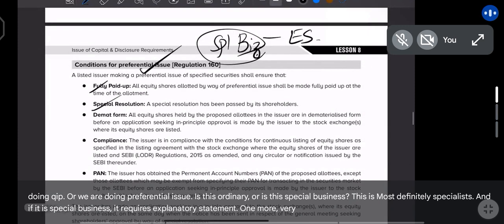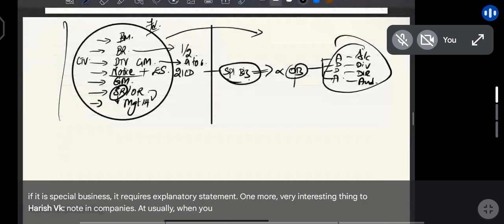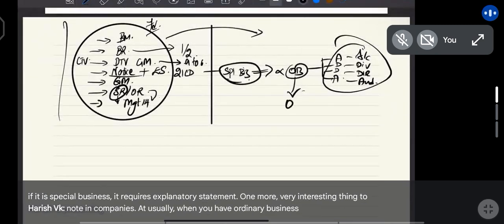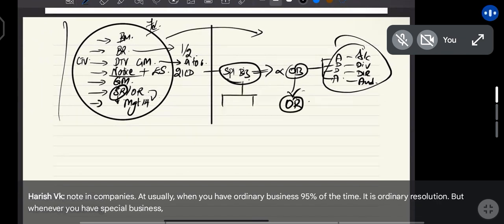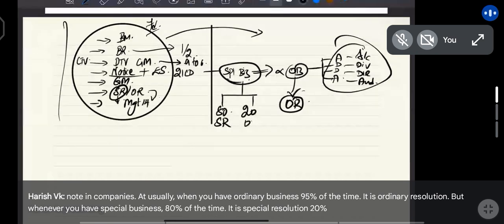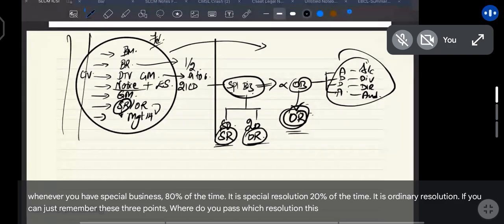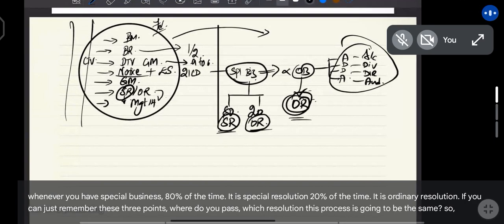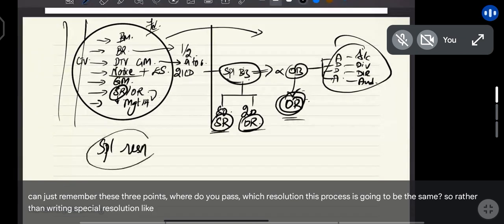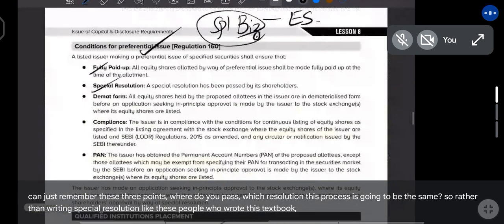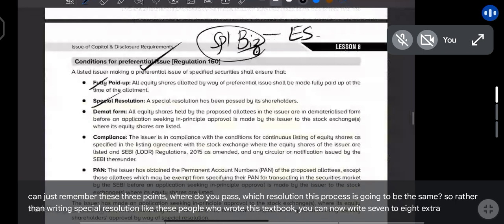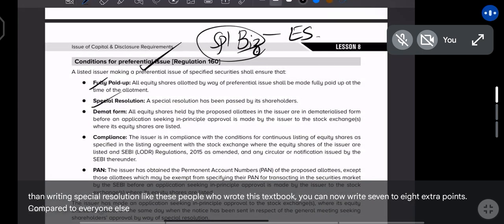One more very interesting thing to note in Companies Act, usually when you have ordinary business, 95% of the time it is ordinary resolution. But whenever you have special business, 80% of the time it is special resolution, 20% of the time it is ordinary resolution. If you can just remember these 3 points, where do you pass which resolution, this process is going to be the same. So rather than writing special resolution like these people who wrote this textbook, you can now write 7 to 8 extra points compared to everyone else who's writing this paper.